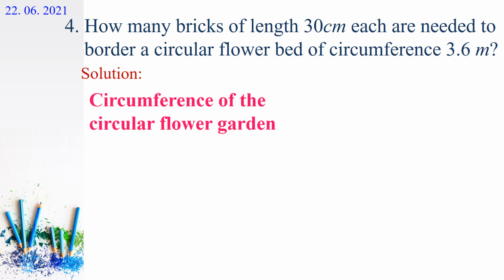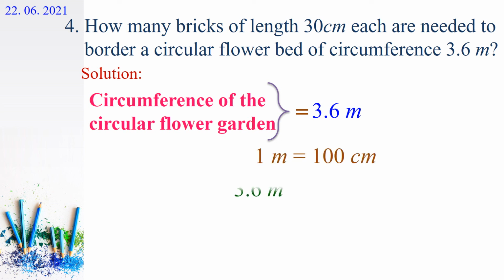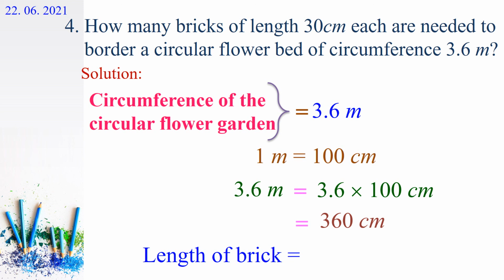Circumference of the circular flower garden is equal to 3.6 meter. Let us first convert this meter to centimeter. You know very well that 1 meter is equal to 100 centimeter. So 3.6 meter is equal to 3.6 into 100 centimeter. So on multiplying, we get 360 centimeter. Length of the brick is equal to 30 centimeter.